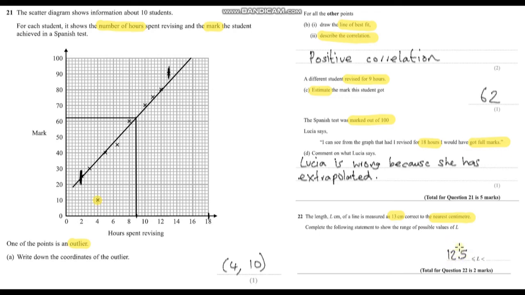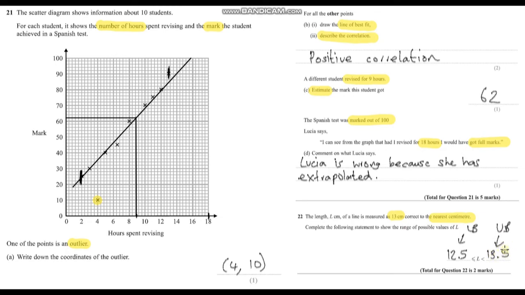And now that's called the lower bound. So let me just write that in there. That is called the lower bound. And now if we think about the upper bound, well, an easy way to think about it is, this is half a centimetre below our value. The upper bound is half a centimetre above our value. So the upper bound will be 13.5 centimetres.